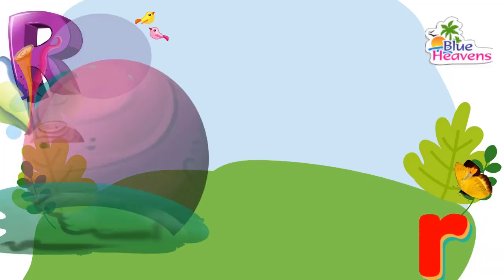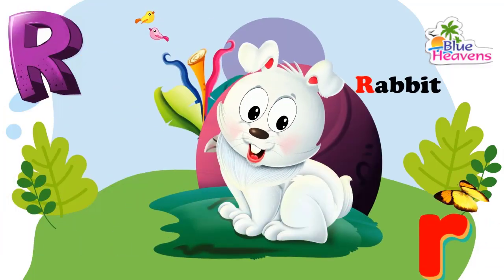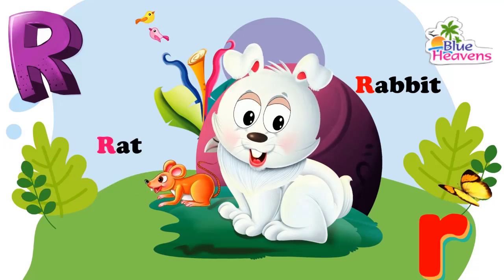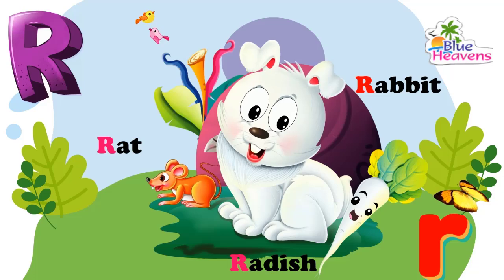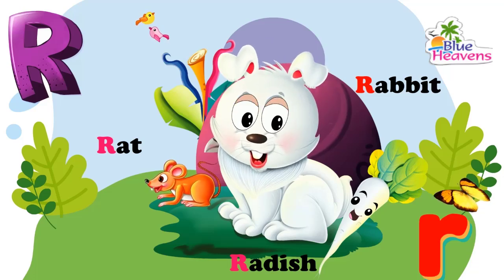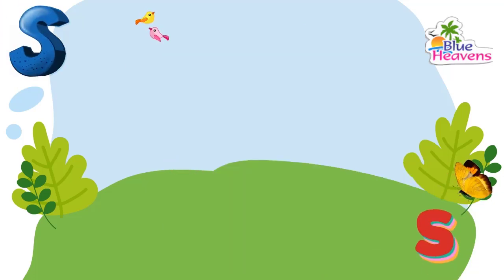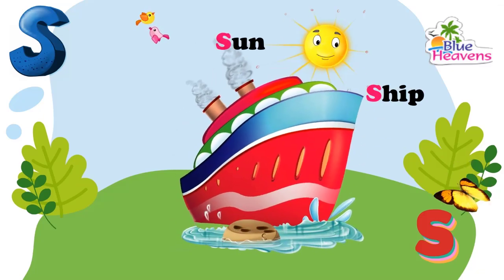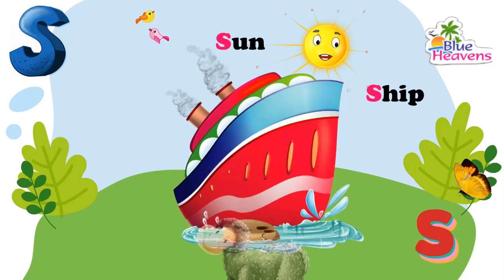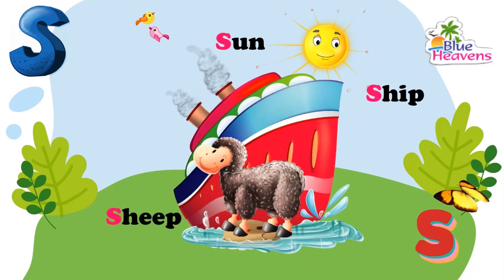R. R for rabbit. R for rat. R for radish. S. S for ship. S for sun. S for sheep.